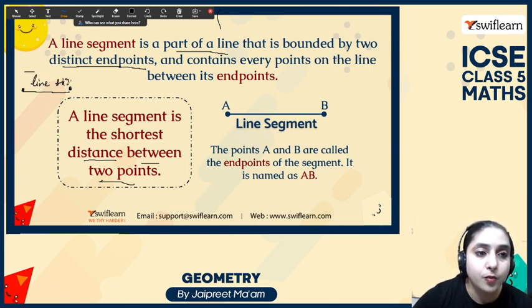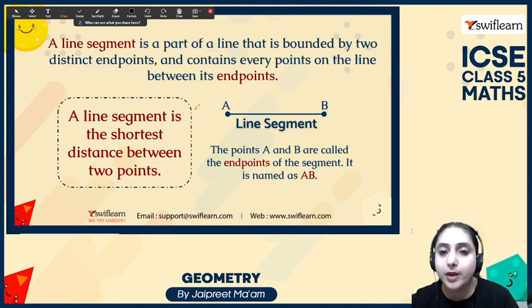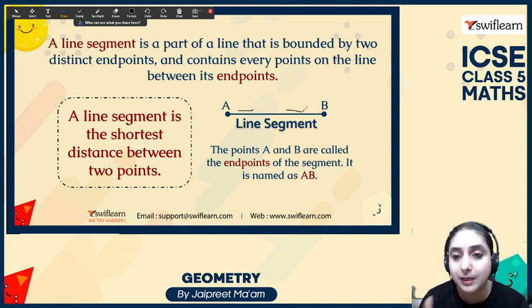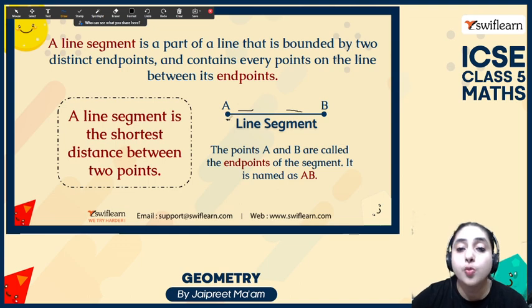Line segment. What we call line segment. The distance between the 2 points, this length, this distance between the 2 points is known as a line segment. The points, so we have already discussed the points, the location. So point A and point B are called the end points.